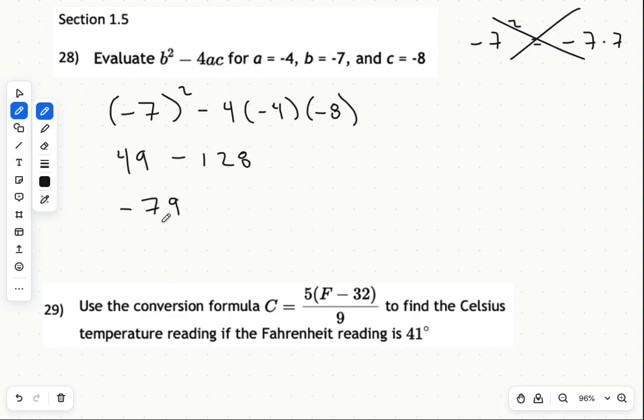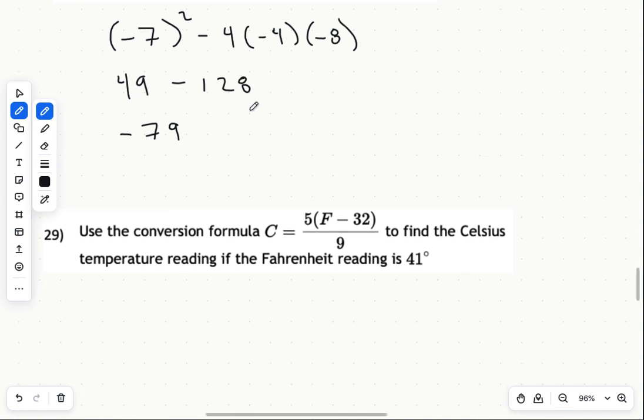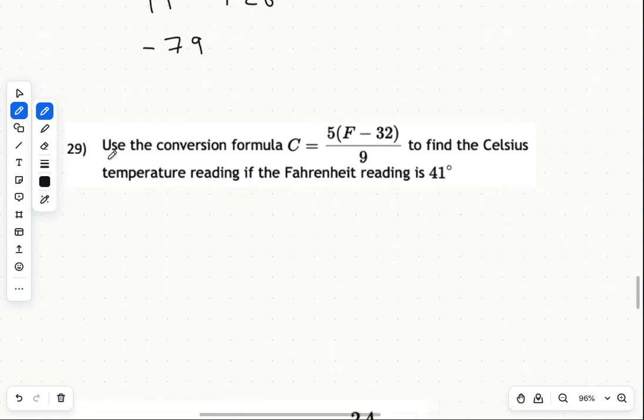So that's a very basic, just evaluate the formula with these given values. This next one uses a couple of words in it. Use the conversion formula of this to find the Celsius temperature. So we're going to find C if the Fahrenheit temperature is 41 degrees. So we're putting in 41 for Fahrenheit and then using this formula to find Celsius and convert to Celsius.